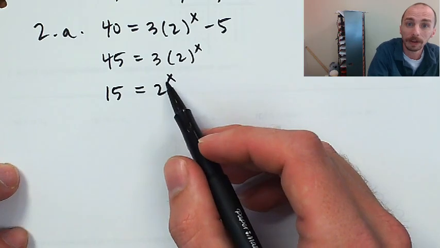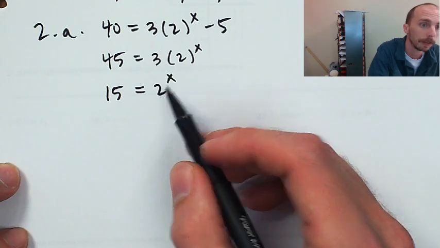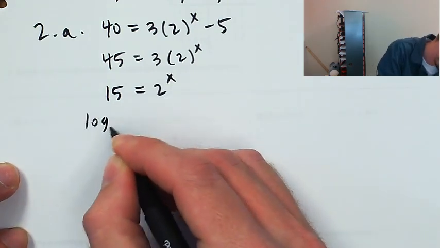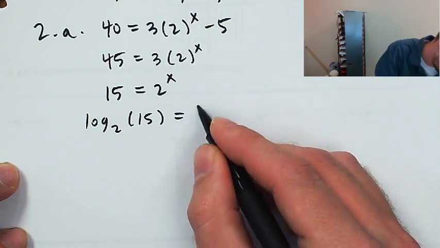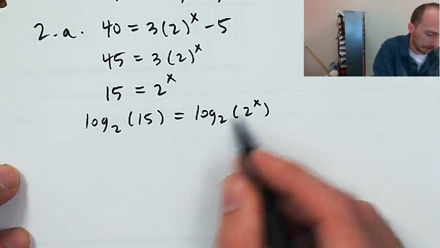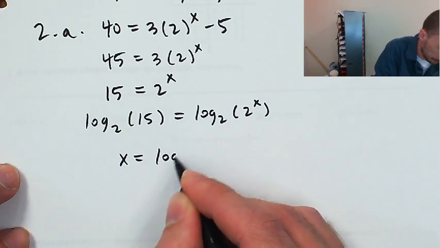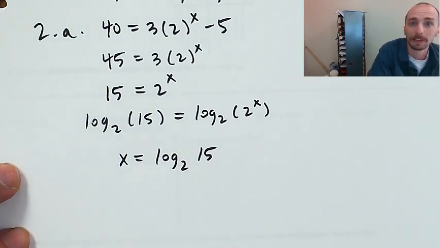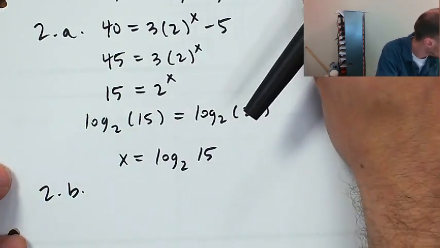Okay, if I want to get this x down out of an exponent, I need to take the log with base 2 of both sides. Okay, so I'm going to take a log base 2 of 15, and that's going to be equal to log base 2 of 2 to the x. Okay, that's just going to be equal to x. So x is log base 2 of 15. Okay, that's an exact value. Let's move on. Okay, and b, that might have been it.